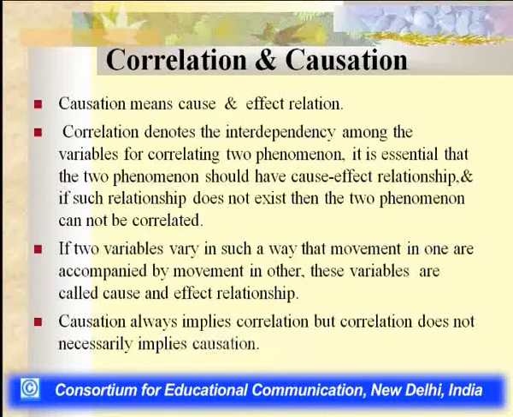Causation means cause and effect relation. Correlation denotes the interdependency among the variables for correlating the two phenomena. It is essential that two phenomena should have the cause and effect relationship, and if such relationship does not exist, then the two phenomena cannot be correlated. If two variables vary in such a way that movement in one is accompanied by movement in the other, these variables are called cause and effect relationship. Causation implies correlation, but correlation does not necessarily imply causation. A researcher must understand that causation always implies a correlation, but correlation does not necessarily imply causation.